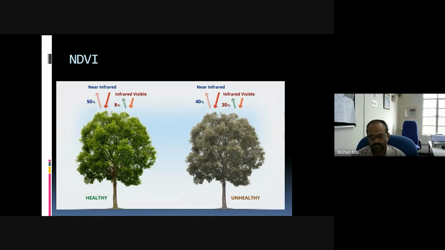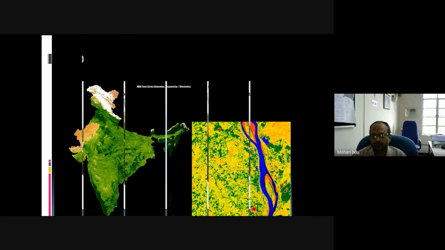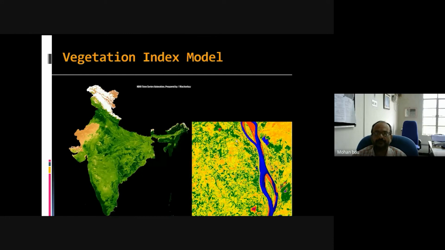So these values are computed, and then we can arrive at a conclusion that this vegetation is already affected, whether by air pollution or whatever it may be. So this is a sort of example for you.